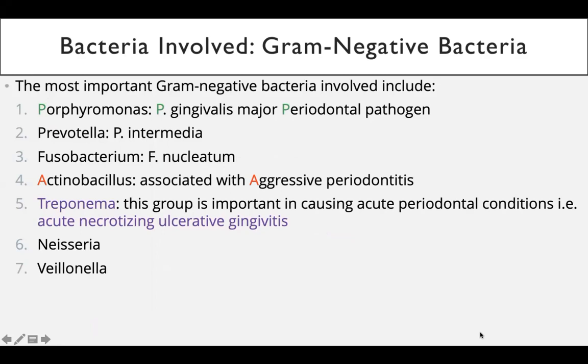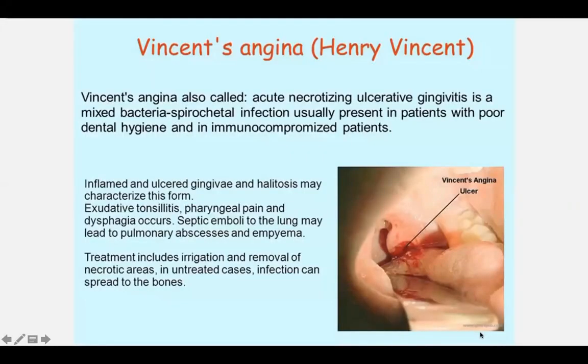Okay, Treponema is a group that is important in causing acute periodontal conditions, for example, acute necrotizing ulcerative gingivitis. One of them is this disease, also known as Vincent angina or trench mouth, right? It is especially seen in patients with poor oral hygiene and immunocompromised patients. And it can also lead to septic emboli to the lungs.